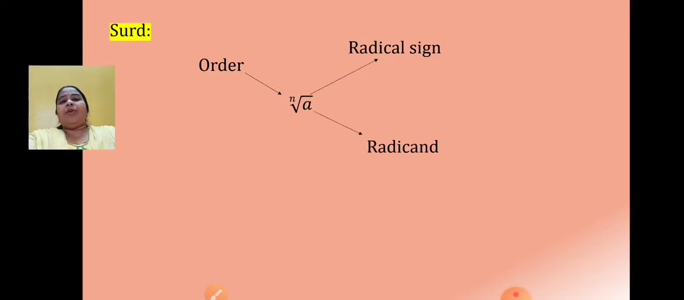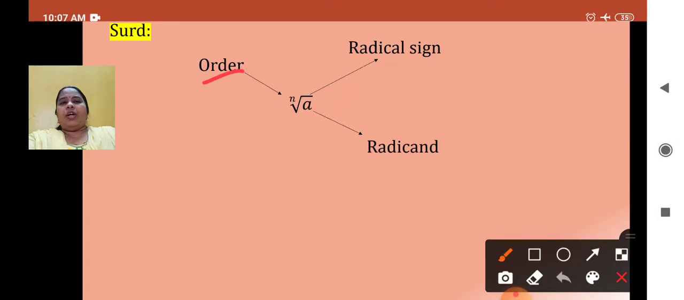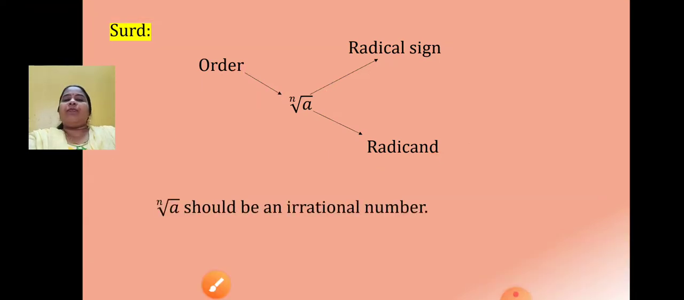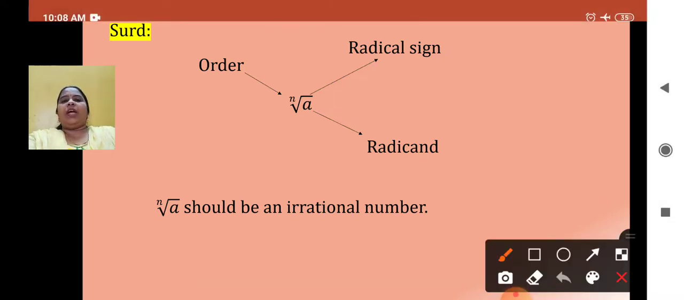Now what were the three important points that I need to remember for the definition? That this order n should be a natural number and it should not be equal to 1. Means it should be greater than 1. Okay. The radicand should be a positive rational number. It cannot be negative. And nth root of a itself should be an irrational number. Now these were the 3 points that we need to remember, that order should be a natural number greater than 1, radicand should be a positive rational number, and nth root of a should be an irrational number. Now I'll give you 2 examples here.